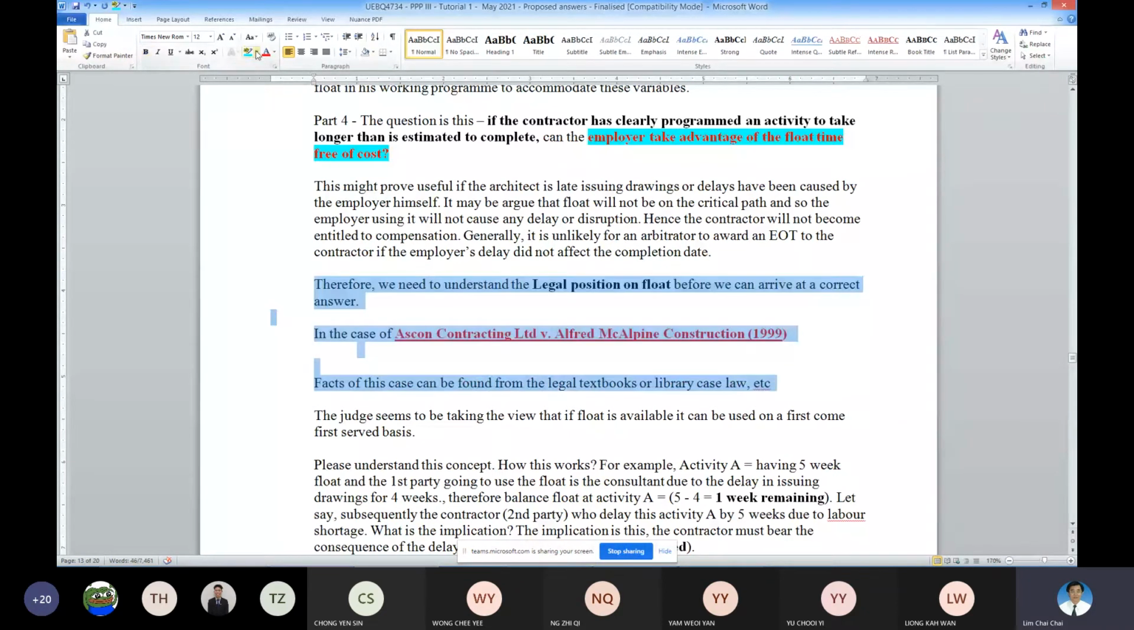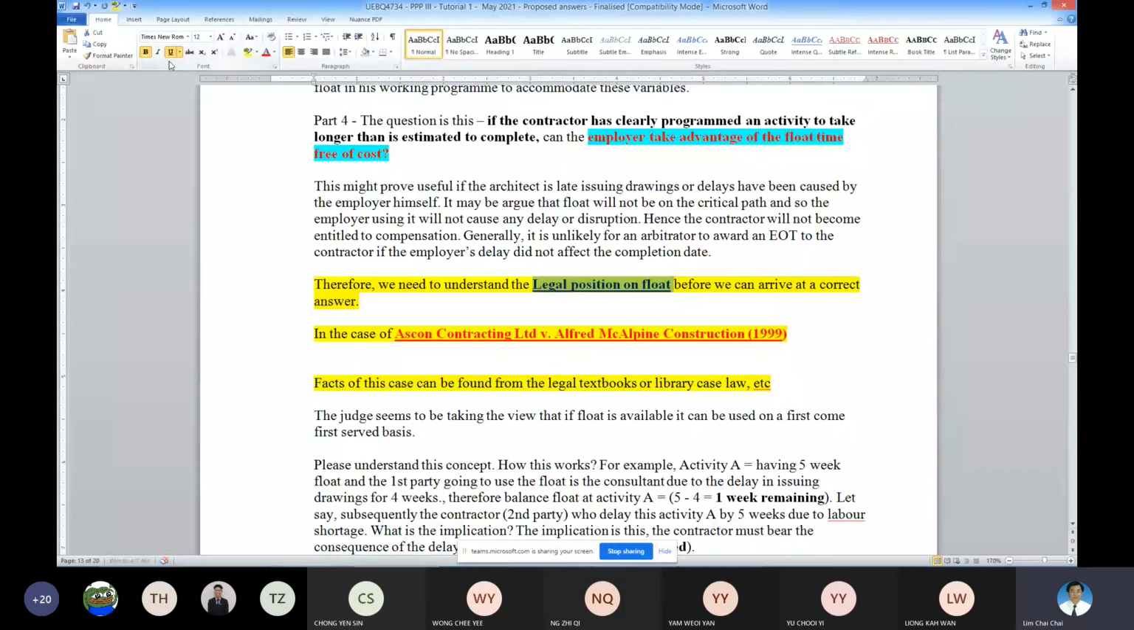Okay, so this is to be supported by the case ESCON Contracting versus Alfred McAlpine. Okay, the legal position for float, you need to look into this case law. Okay, ESCON Contracting versus Alfred McAlpine. So you need to find out the facts of the case from the library, the text, or the online source to understand the facts of the case more. But the legal position I'm going to tell you now. You have to make use of this case law. The legal position is this.